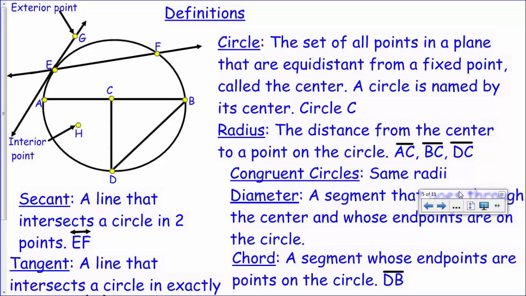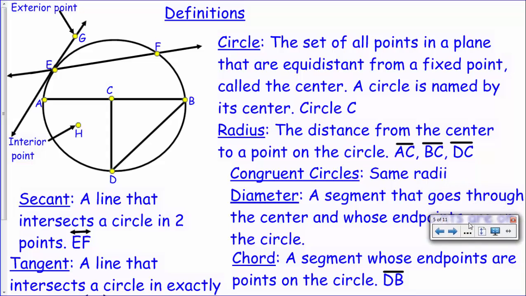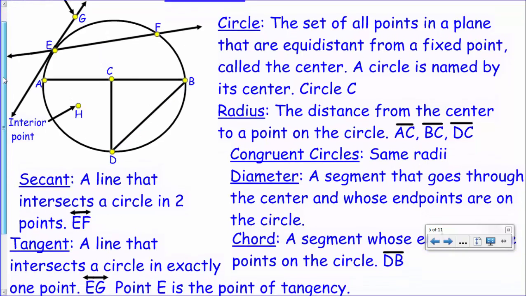Congruent circles have the same radii. Congruent means the same shape, same size. Diameter, again, goes through the center of the circle all the way across. Endpoints are on the circle. A chord is also a segment in a circle, but it doesn't necessarily have to go through the center. A diameter then is really a special kind of chord. So an example would be DB is a chord of the circle.